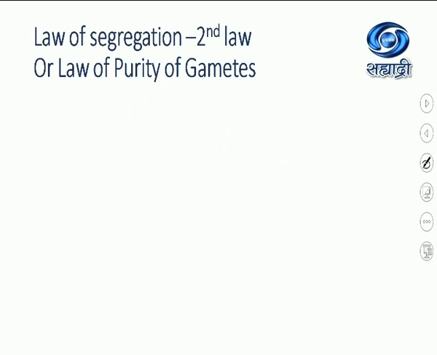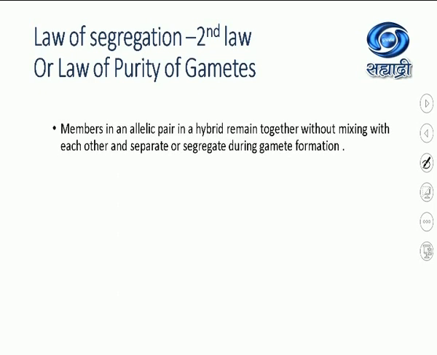After this, we'll discuss the law of segregation, which is the second law of Mendel. It is also called the law of purity of gametes. About test cross, I'll give you an example after some time. Let us understand this law first. Members in an allelic pair in a hybrid. What was our hybrid? Capital T, small t. I'm giving you the same example again and again so that it is easy for you to remember. Members in an allelic pair in a hybrid remain together.